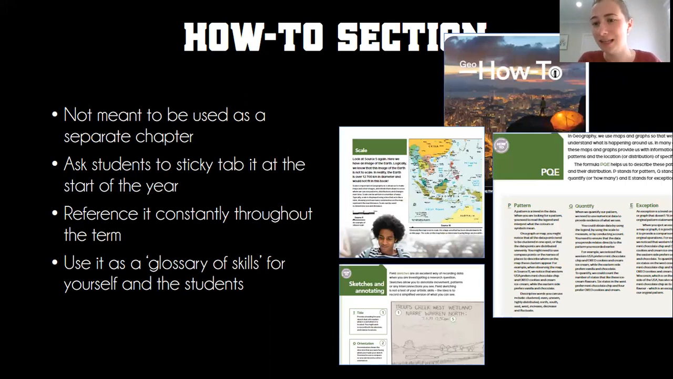Oh yeah, here's a worked example of that. Or what does scale mean? Oh, here's an explanation for that. And you as an out-of-field teacher can also be constantly referencing this or guiding students back to this to help support your teaching as well. So it should be more of a glossary of skills rather than a separate chapter that the students learn, move on.